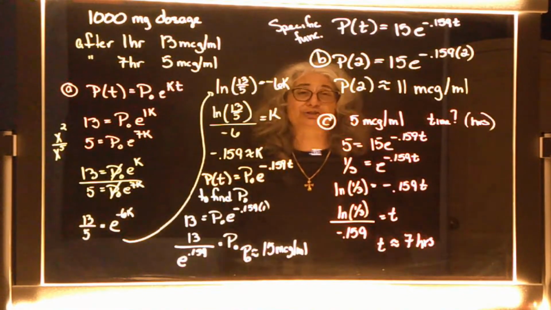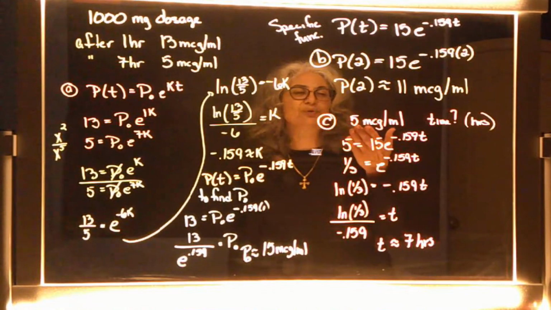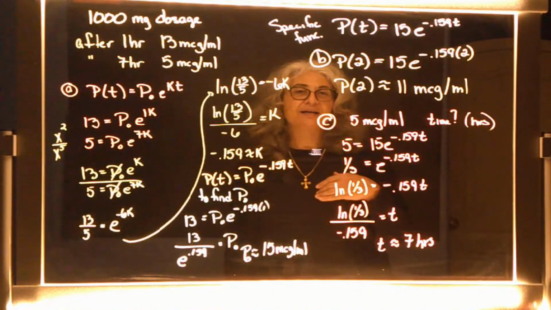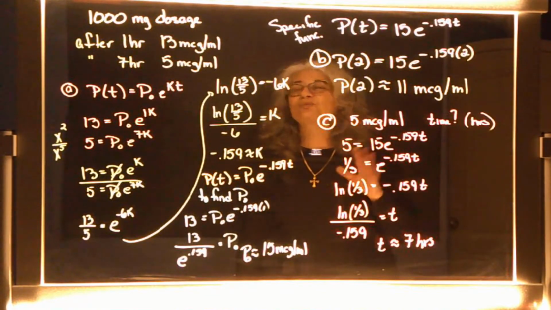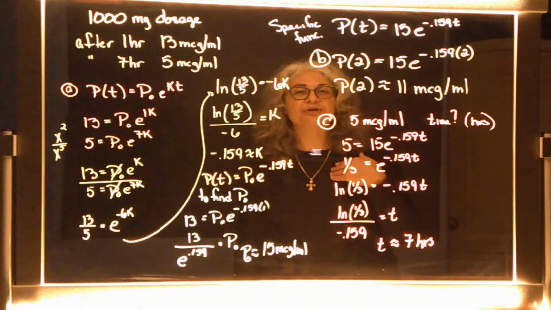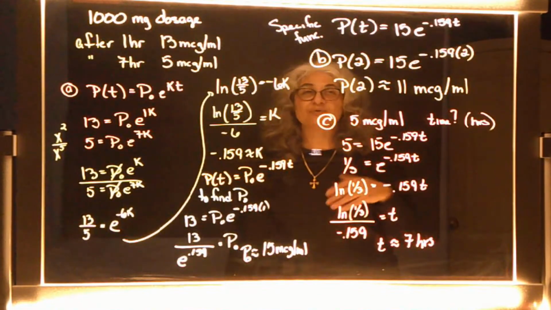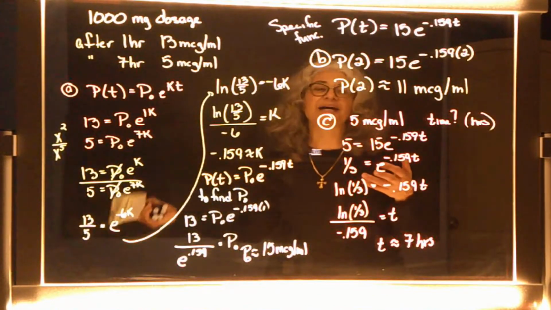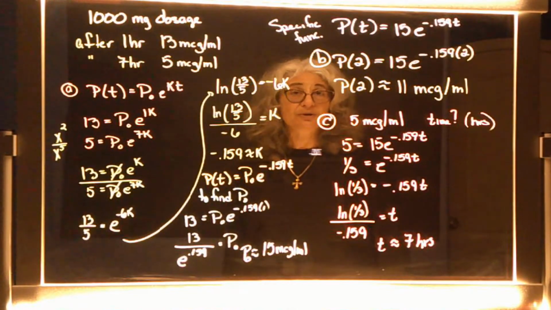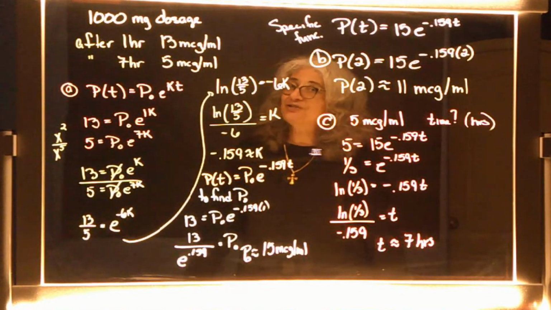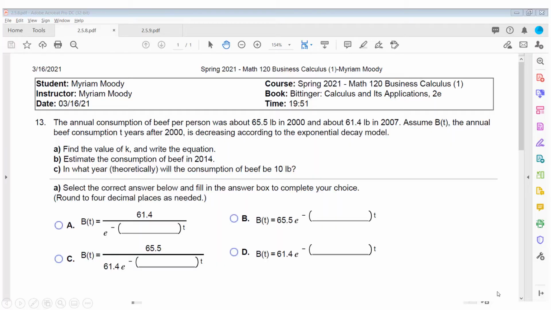Part C actually shows it for us, even though they wouldn't give you 5 milligrams in most of these problems. They probably would have said 3 micrograms per milliliter or whatever. They wouldn't have given you 5. They may have given you 3. They may have given you 4. I don't know. Whatever floated their boat. Cool? Okay. Stay tuned. Got another one.